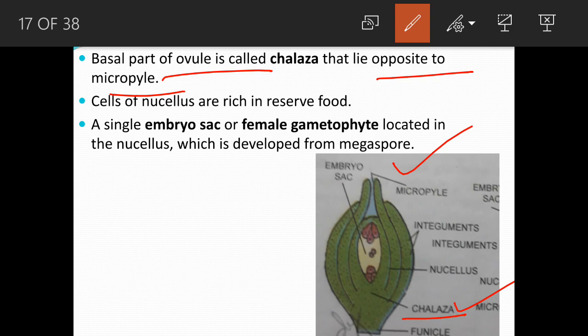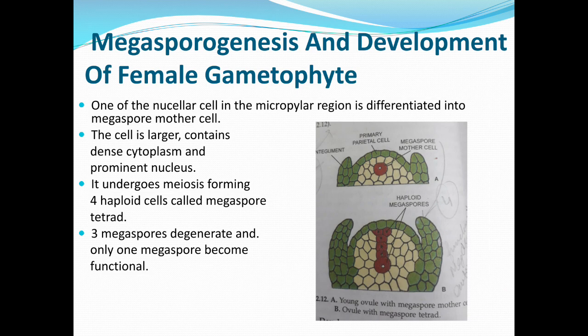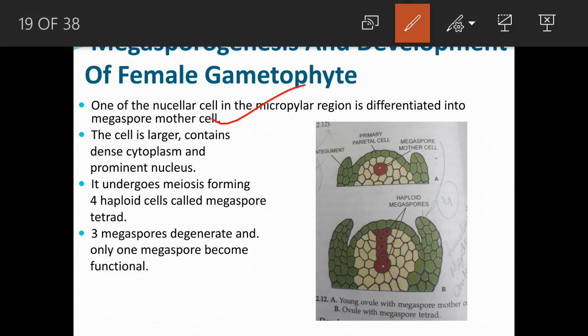There is a single embryo sac or the female gametophyte located in the nucellus, which is developed from the megaspore. Now we will study how this embryo sac is formed inside the ovule. One of the nucellar cells in the micropylar region is differentiated into the megaspore mother cell. This cell is large, contains dense cytoplasm, and a prominent nucleus is seen.